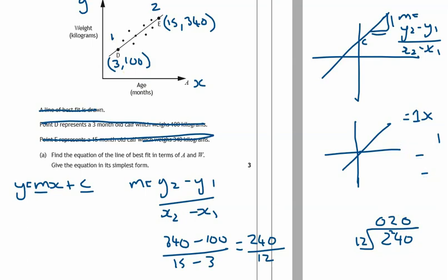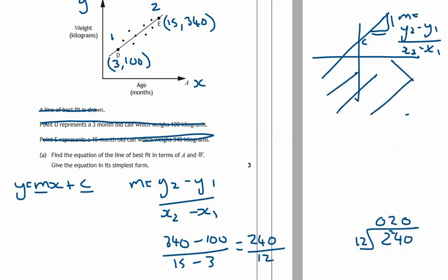It's a positive gradient, which is correct. A line leaning in that direction would be positive. So this is positive, this is positive, this is positive, negative, negative, negative. See the directions. So yeah, that's us got a gradient of 20, which is good.